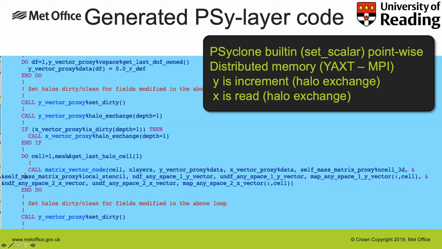Okay, so I'm going to loop again, all the way from the cell that I own to the last halo cell, and then I can call the kernel for that. Afterwards, I have to set the y field's halo flag to dirty, because that will need updating if anyone else wants to read from that field.